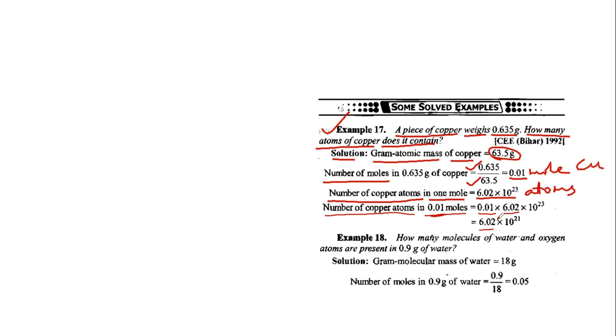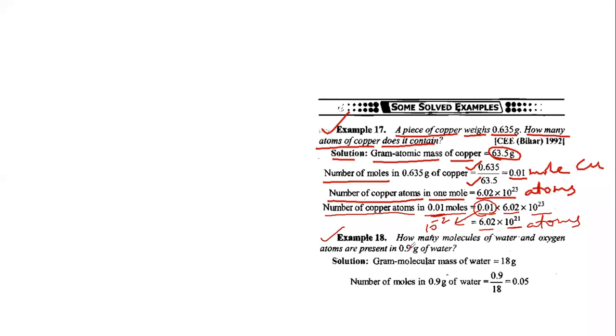So 0.01 into Avogadro number will be equal to 6.02 into 0.01, which means 10 power minus 2. So 10 power minus 2 into 10 power 23 gives 10 power 21. So 6.02 into 10 power 21 atoms of copper are present in 0.635 grams.